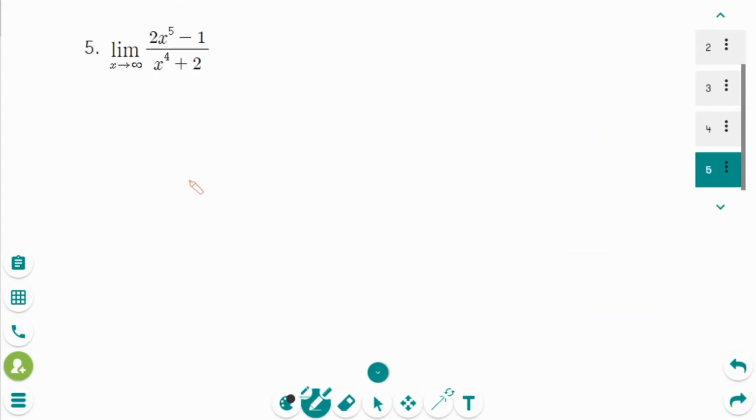This is the next question. When you put infinity into x, you get 2 infinity to the power of 5 minus 1, which is infinity, over infinity to the power of 4 plus 2, which is also infinity, which makes the form infinity over infinity again. The highest power of x in the denominator is x to the power of 4. So dividing each side by this one, and then expand.